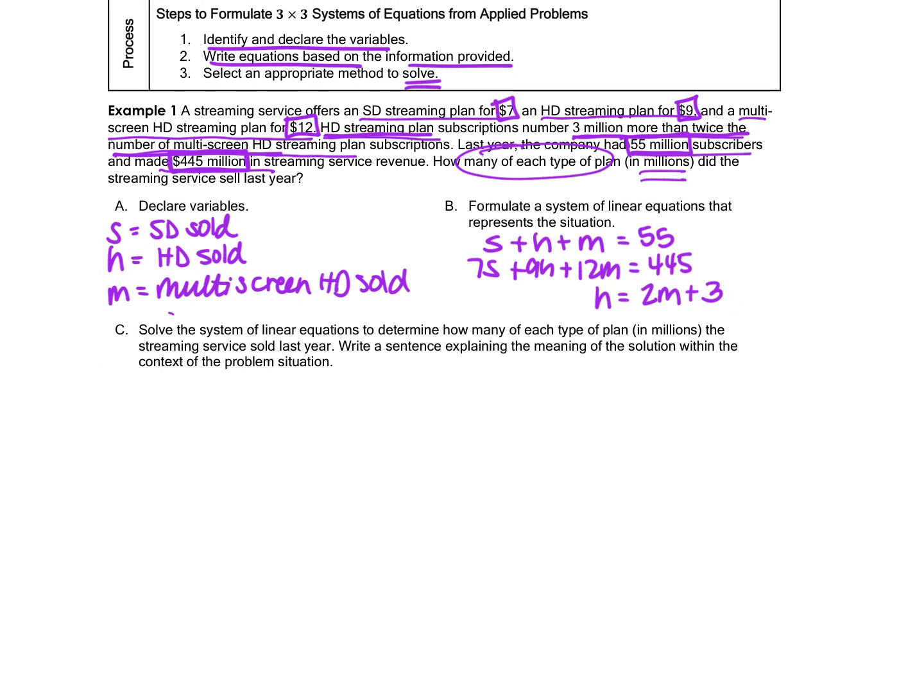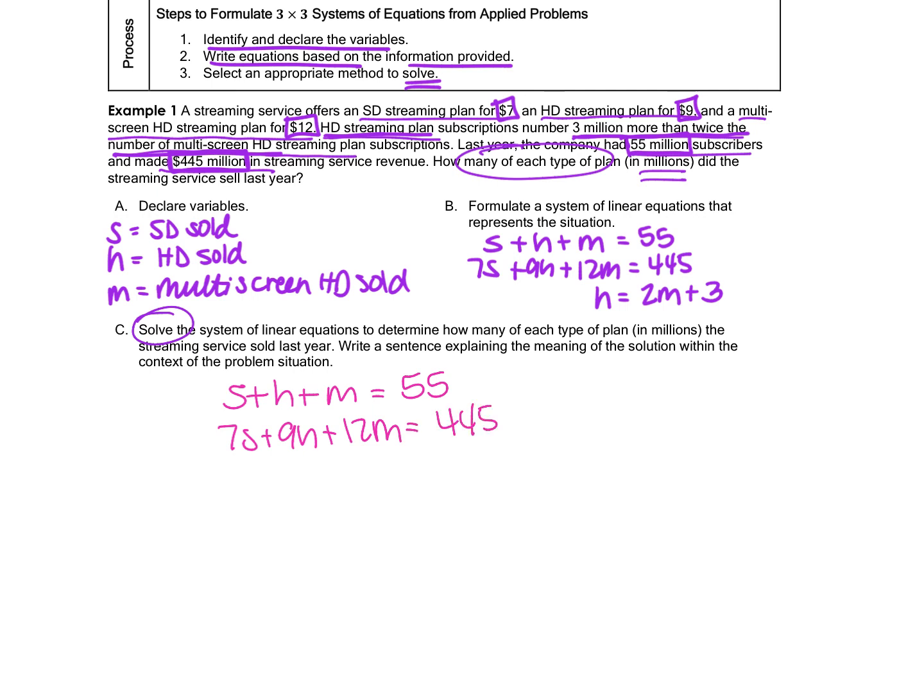Now part C, we're going to solve it. Again, you can use substitution, elimination, inverses of a matrix, and also the augmented matrix. So it's really up to you. I'm going to go ahead and just rewrite my equations right here. And then 7S plus 9H plus 12M equals 445.